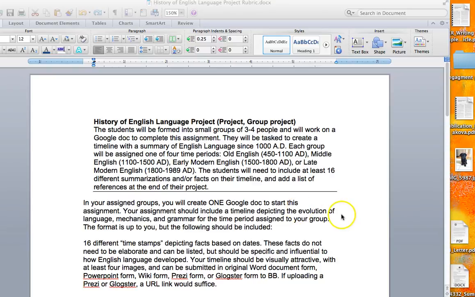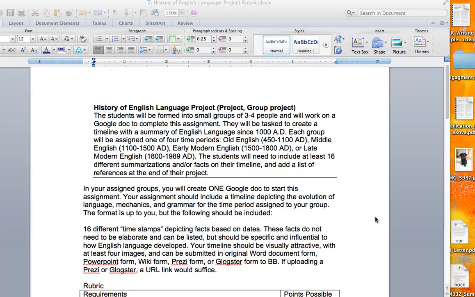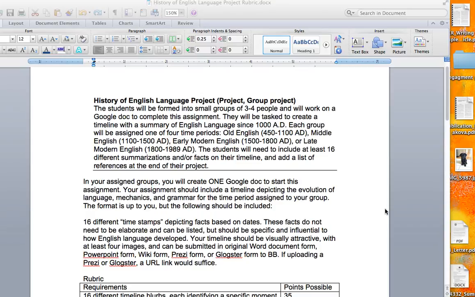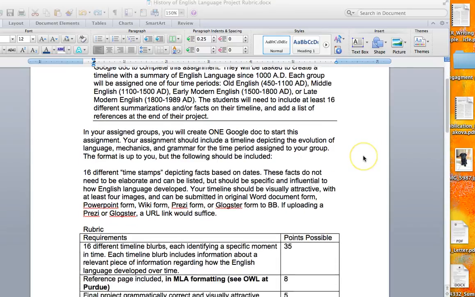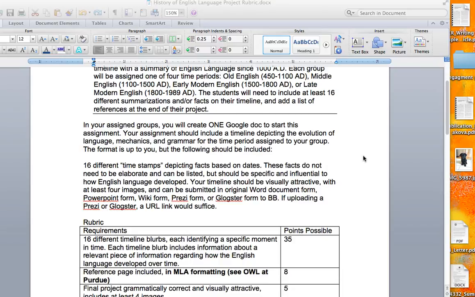Okay, let's talk about the History of English Language project. This is your one and only group project. You will be formed into small groups of 3 to 4 people and will work on a Google Doc to complete this assignment. You'll be tasked to create a timeline with a summary of the English language, okay, and you'll have one of 4 time periods, and this will be selected for you. Your groups will be selected for you as well. You'll need to create 16 different summarizations and or facts on your timeline and add a list of references at the end of your project.